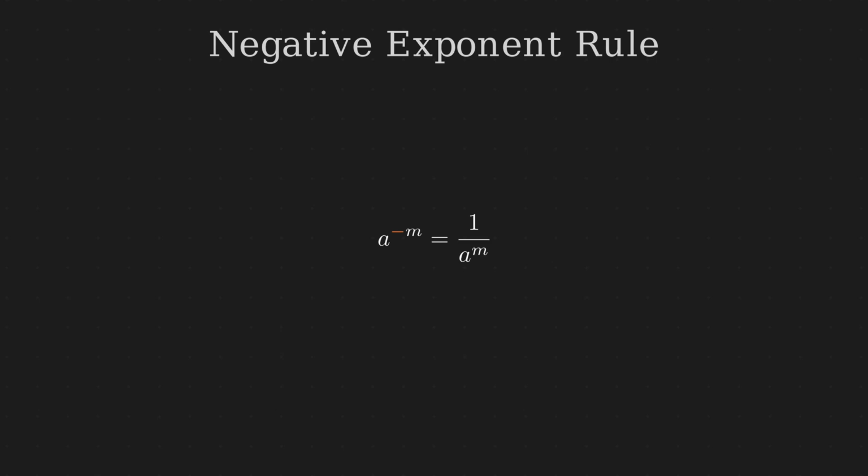The seventh law is the negative exponent rule, written as a to the power of negative m equals 1 over a to the power of m. This rule says that a negative exponent does not mean the number is negative. It means we flip the number into a fraction. For example, 2 to the power of negative 2 is the same as 1 over 2 squared, which gives us 1 over 4.